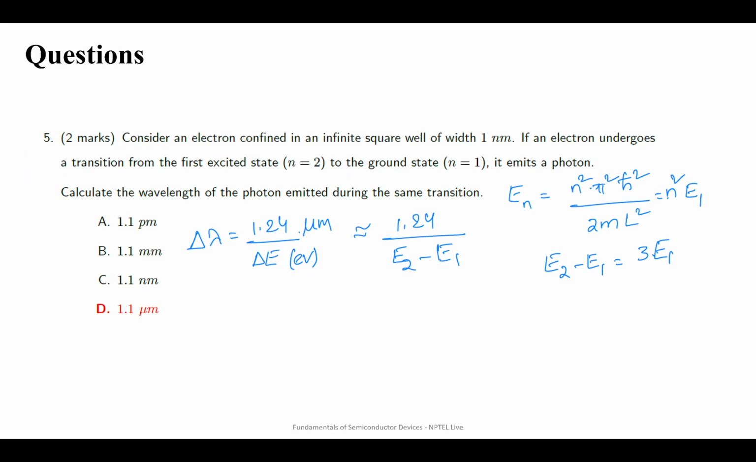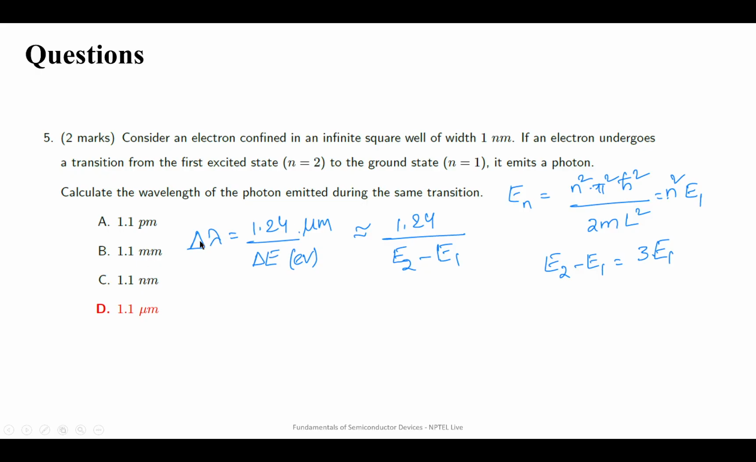So the answer to this would be D, 1.1 micron. So you can calculate this: the energy is given as n square pi square h cross square by 2m L square. So L, if you put 1 nanometer, and then for n equals 1, the energy is pi square h cross square by 2m L square. So En is equal to n square E1. So E2 minus E1 will be 3 E1.